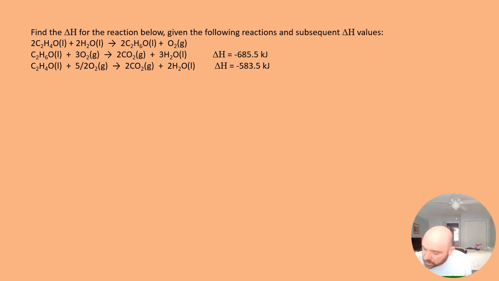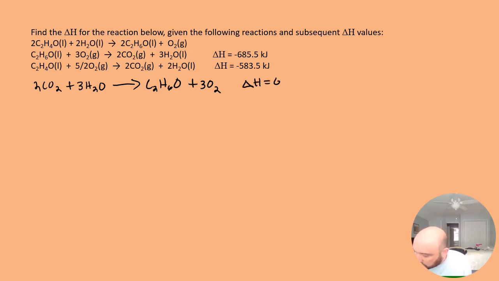I will say that 2CO2 plus 3H2O reacts to give us C2H6O plus 3O2, and the delta H is positive 685.5 kilojoules. Now I can add that to that bottom reaction.